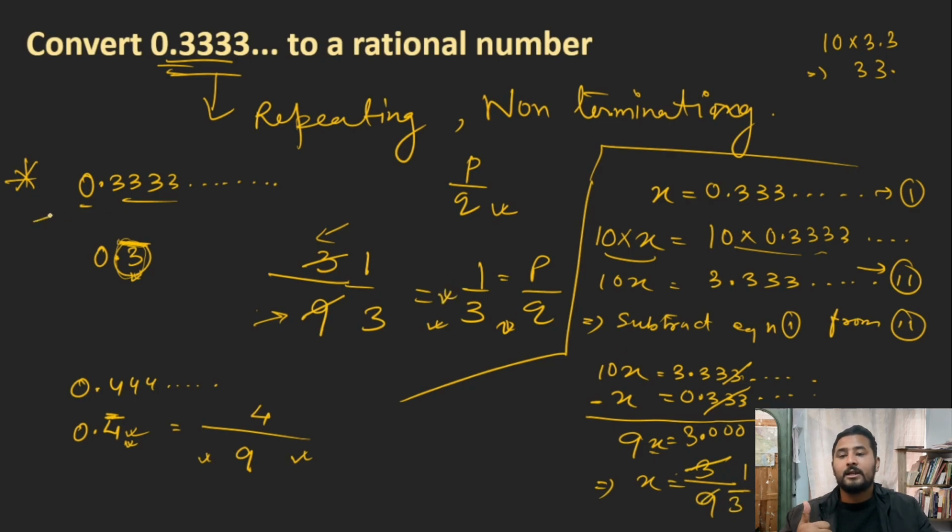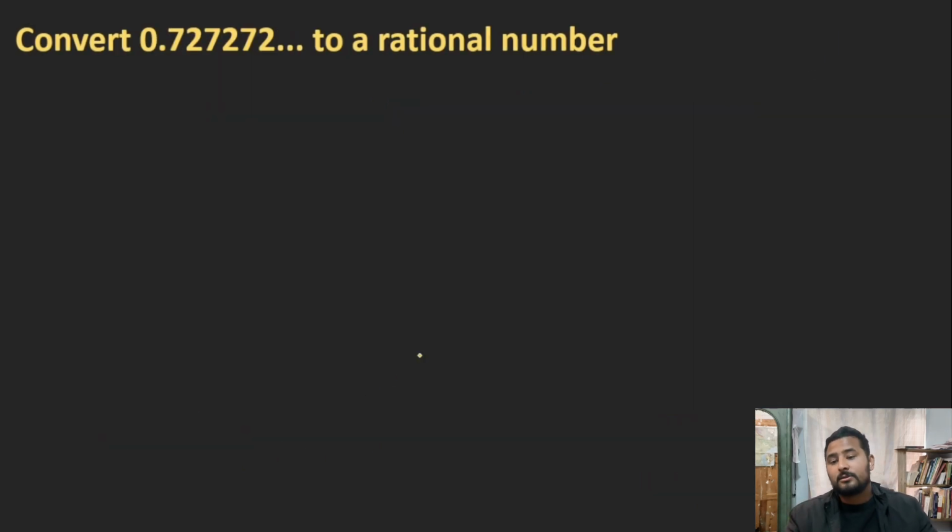So use this technique, the one I have taught. It'll be easy for you. Okay, so let's see the next question. I hope it is clear. So let's see one more of the same type. Okay, convert 0.7272. This is also again repeating and non-terminating, so it can be written in the form of P by Q. So let us see how we do it.